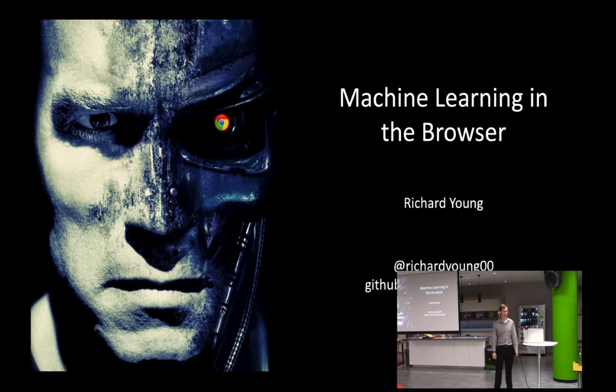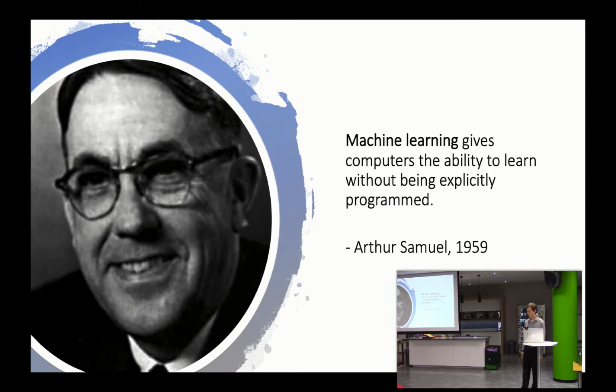So when we talk about machine learning, what do we mean? This is Arthur Samuel. I'm pretty sure there were better quality cameras around in 1959, but apparently the one they chose to put on Wikipedia, it's not such a great photo. Anyway, he coined the term machine learning, and he said machine learning gives computers the ability to learn without being explicitly programmed. So what does that mean?